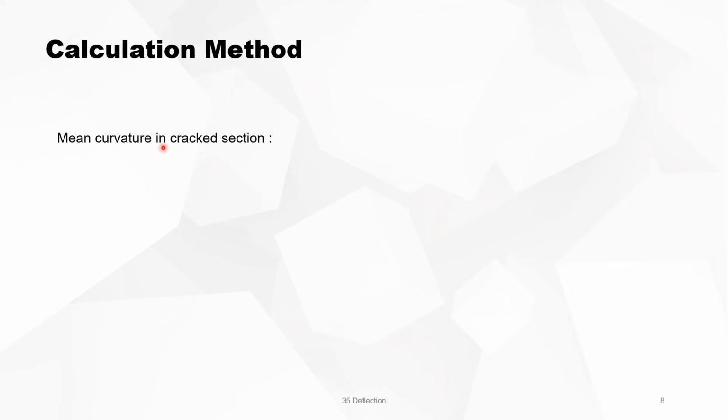The mean curvature in a cracked section is then M over EI, but then in the mean value, and M over EI, we have seen, is delta epsilon, the difference in strain of steel and concrete, but the mean value divided by d.